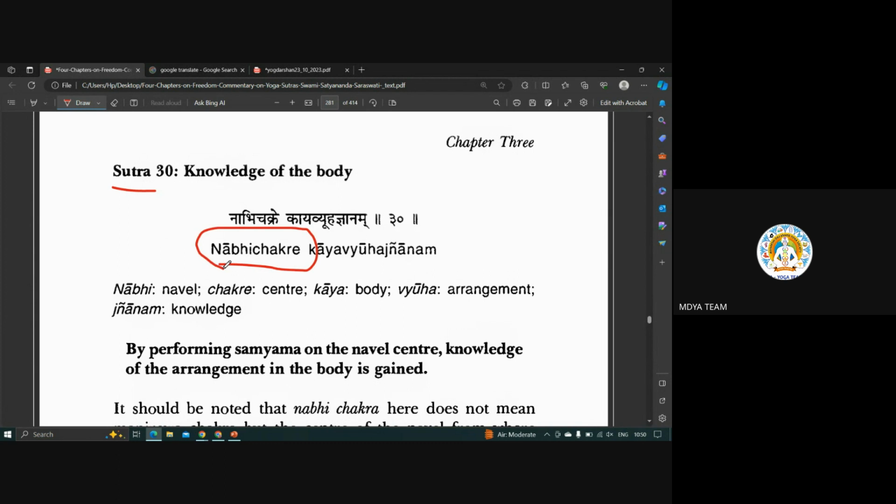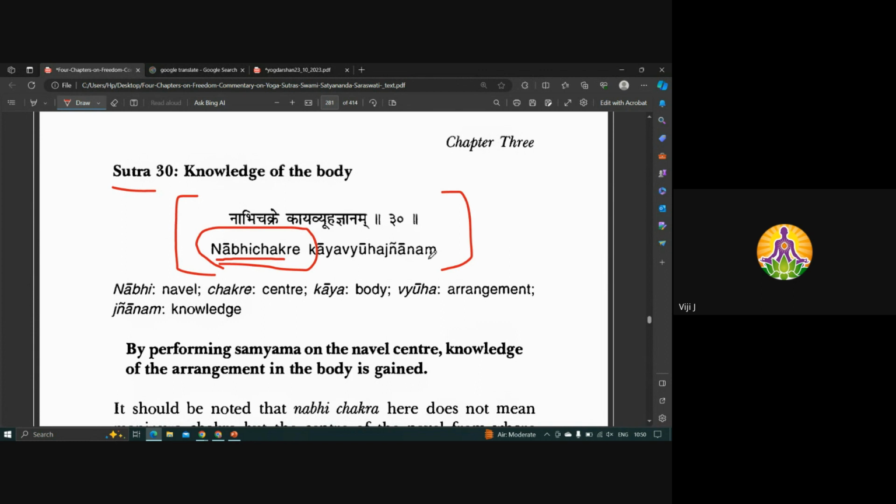Can anyone assume why Patanjali ji is focusing on the Nabhi Chakra? You will get the complete knowledge of the body. Why not the mind? Why not the heart? Can anyone assume? Sir, it is the first point where life starts, with the umbilical cord. The connection with the mother's body is established with that cord, which starts from the navel area. Yes, but actually there is a little deeper answer.